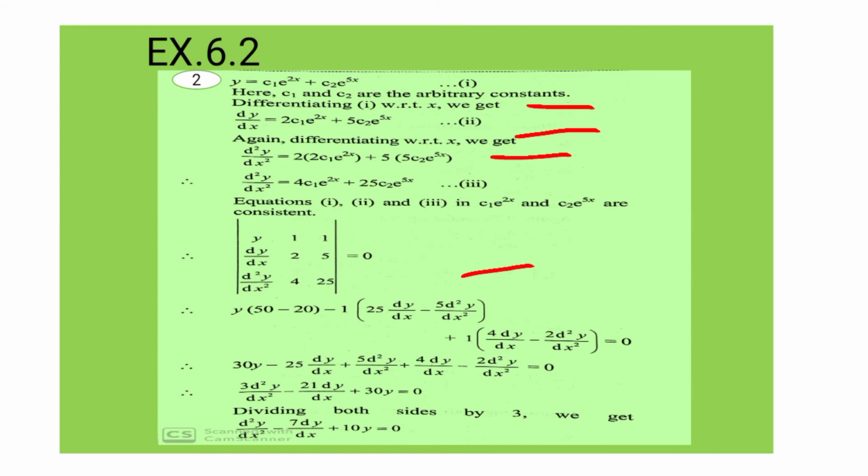Dividing both the sides by 3, we get d2y/dx square minus 7 dy/dx plus 10 y is equal to 0.